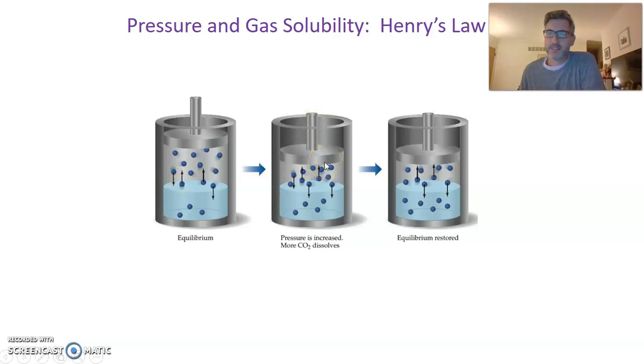If we push down the piston and increase the pressure above the liquid, so the partial pressure of the CO2 above the liquid, that is going to push a greater number of the CO2 molecules into solution. And so you can see 3 little arrows going down and 2 going up now. So we're not at equilibrium. Equilibrium's been disturbed here. And then finally, equilibrium is restored. But notice now at this higher pressure, because we've pushed the piston down, there are more CO2 molecules dissolved than there were originally, right?